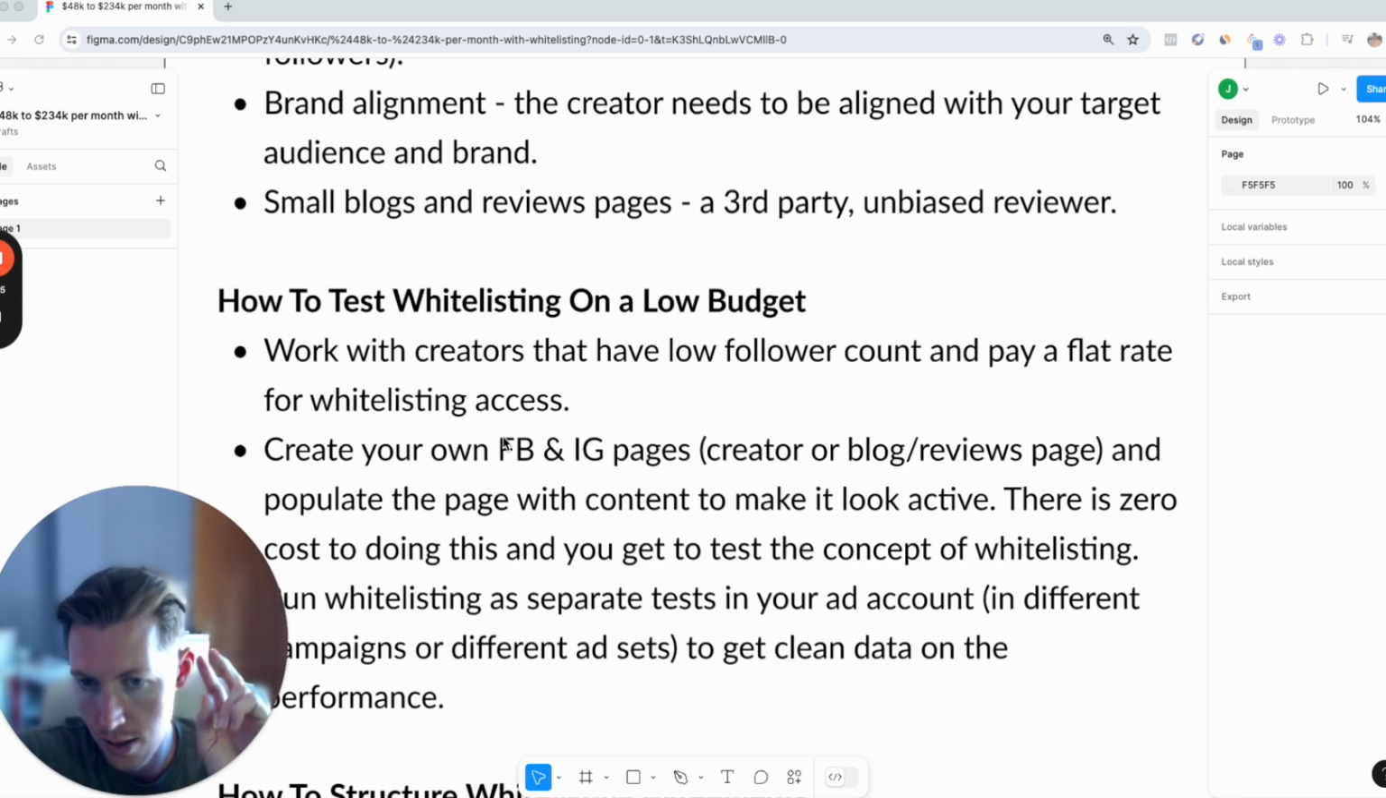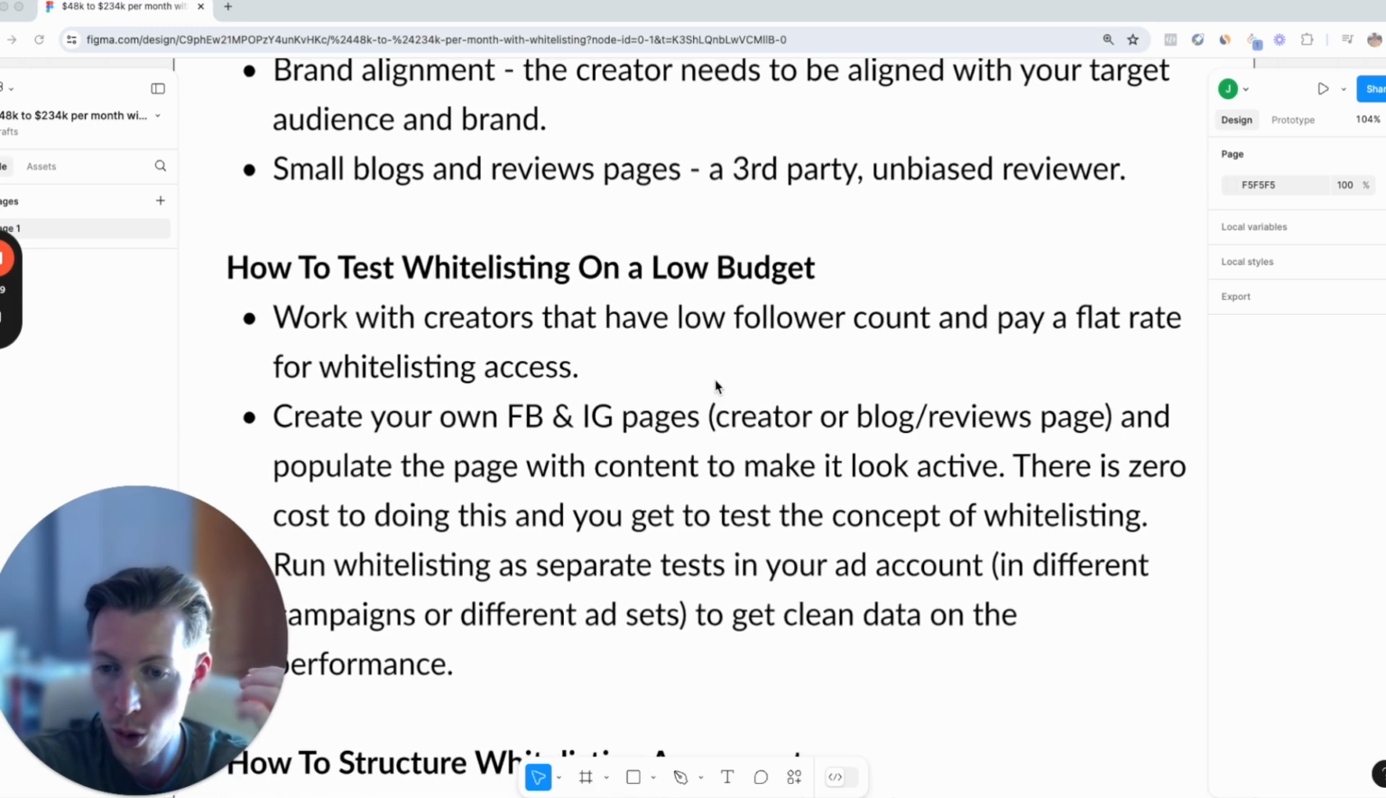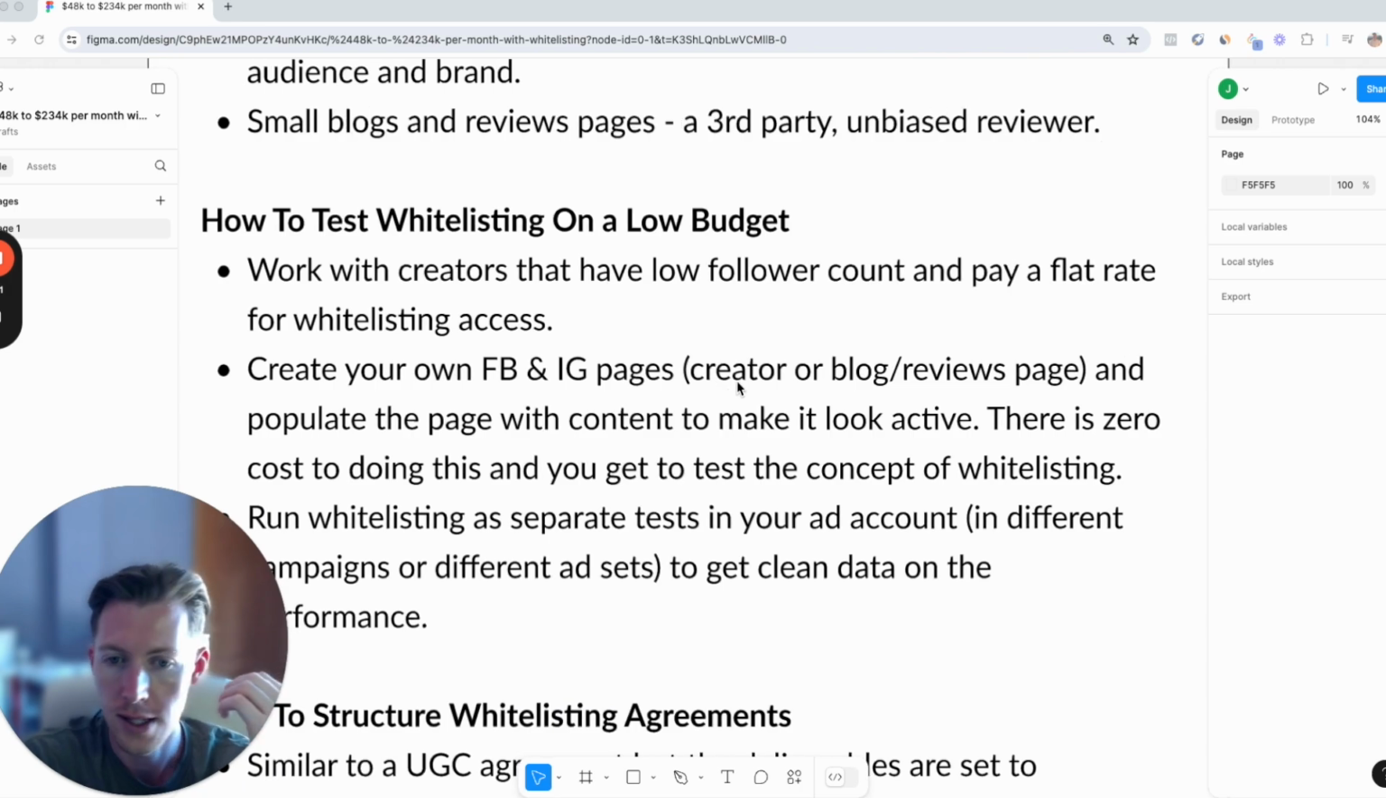The second thing that you could do is you can get creative, right? And you can create your own Facebook and Instagram pages. They can be creator pages, they can be blogs or reviews pages, and populate the page with content to make it look active. And there's zero cost to doing this because you're setting up the pages, and you get to test the concept of whitelisting without actually having to pay someone else for the access, right? It does require a little bit of work up front, but I think it's a great way to test, right?